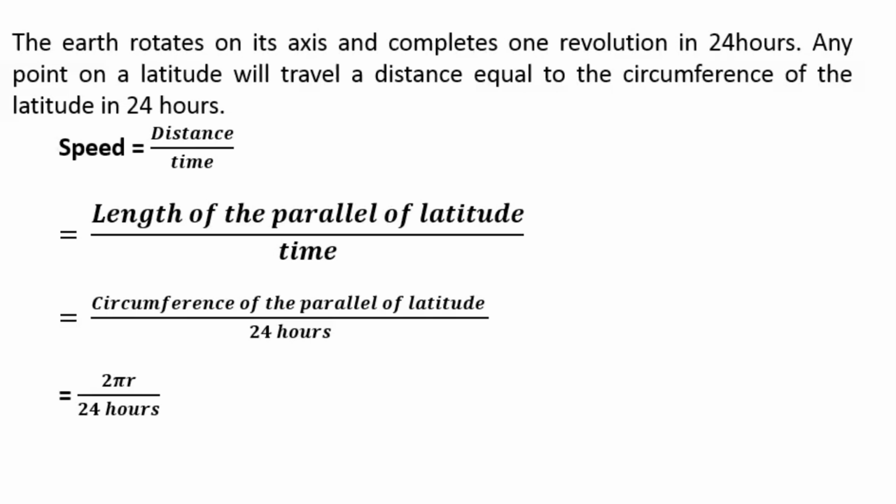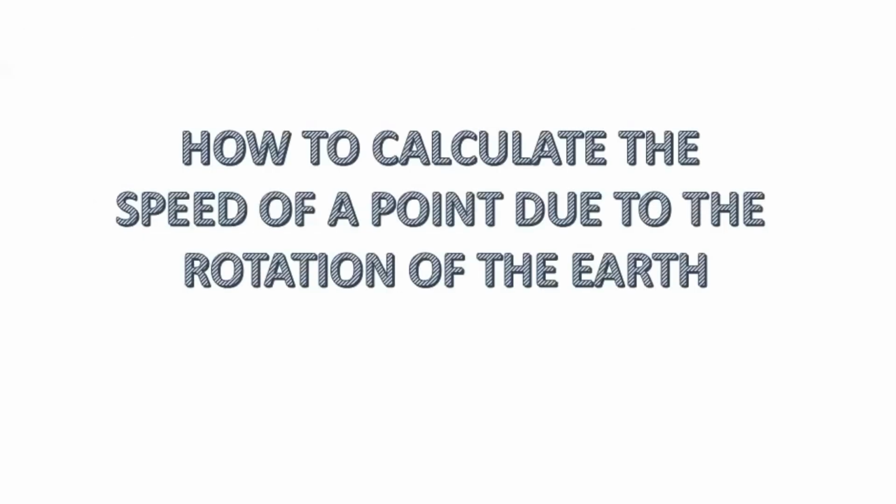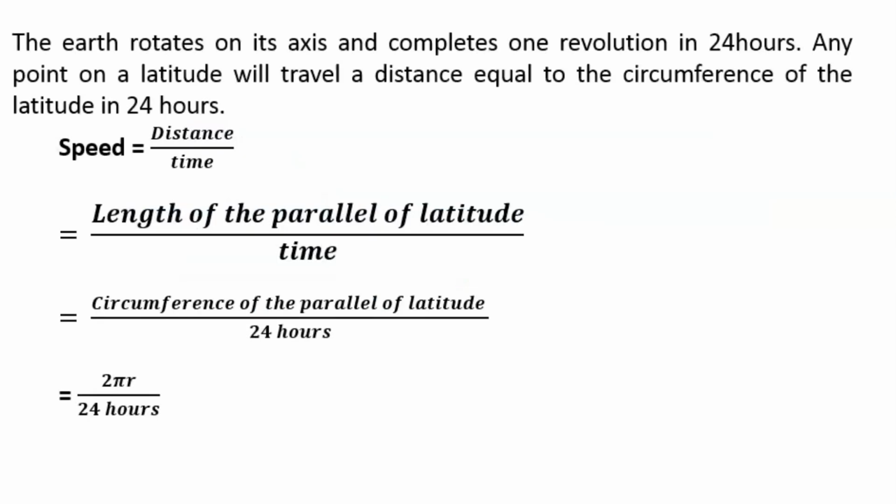So we have it that 2 pi r, which is small letter r, very important, divided by 24 hours will be the speed. So whenever you are asked to calculate the speed of a point due to the rotation of the earth, the formula you are going to use is 2 pi r divided by 24 hours. They may not necessarily give you time, but once they tell you due to the rotation of the earth, you should know that the speed is going to be the distance divided by time, and time is always 24 hours.